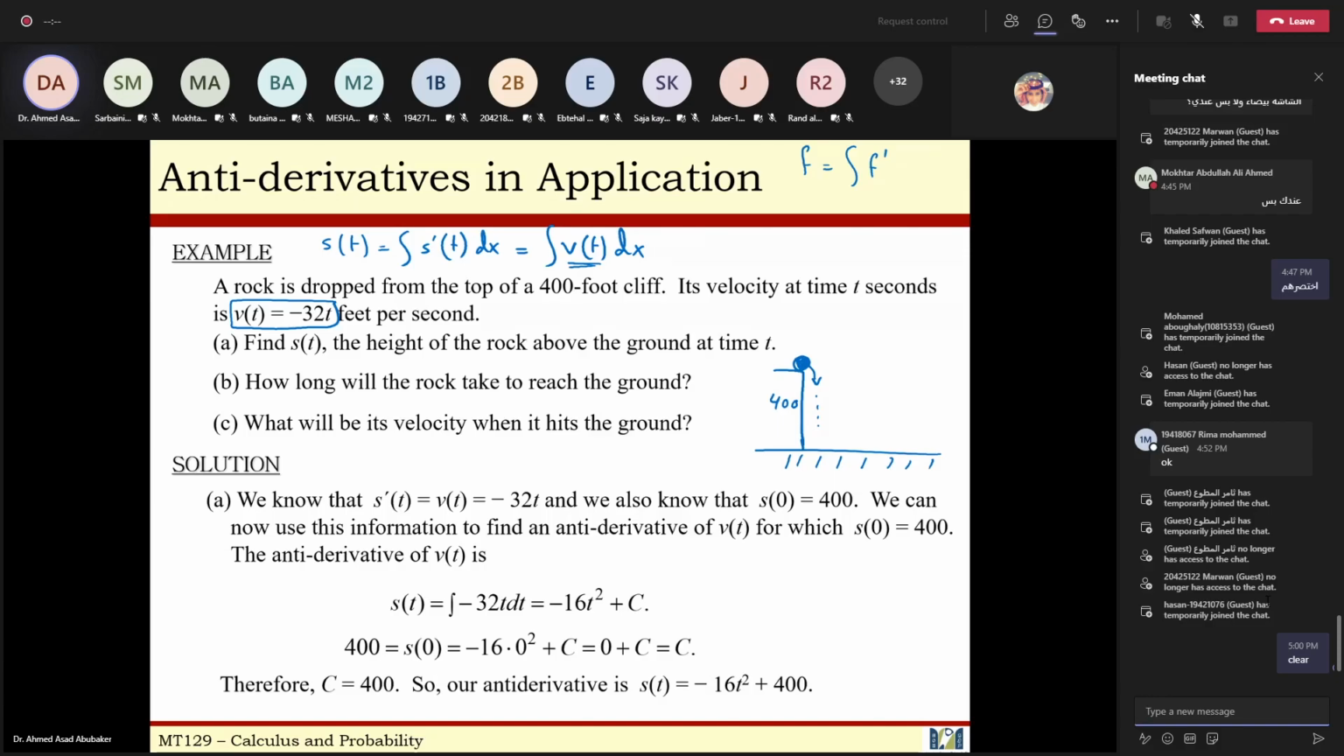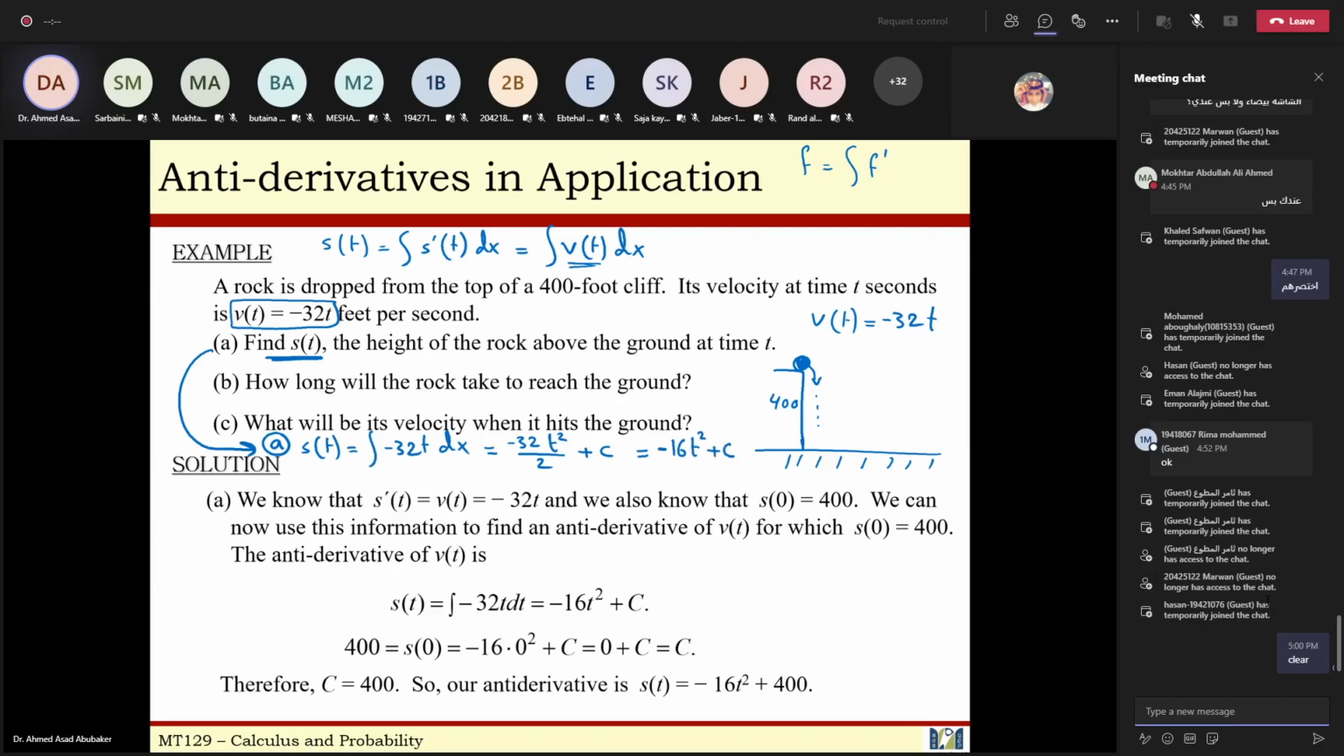Okay, now v of t equals negative 32t. So how can we find the s? To find s of t, this is equal to the integral of v of t, which is minus 32t dt. This is equal to minus 32 t squared over 2 plus c. So this is equal to minus 16 t squared plus c.